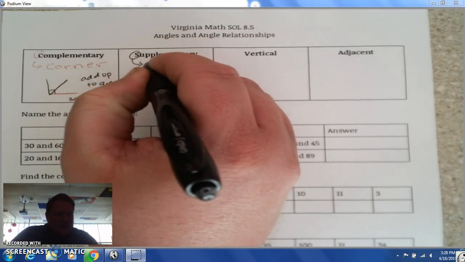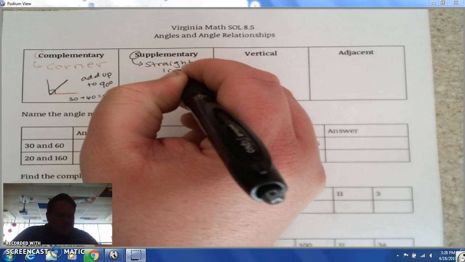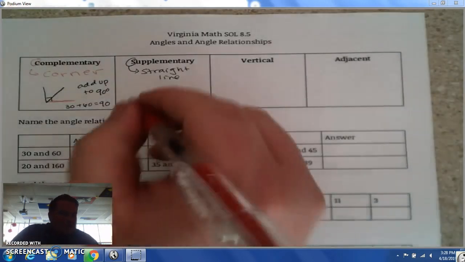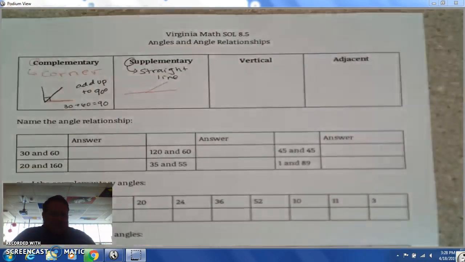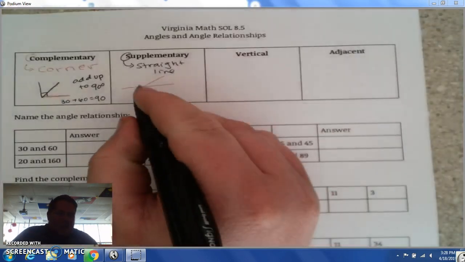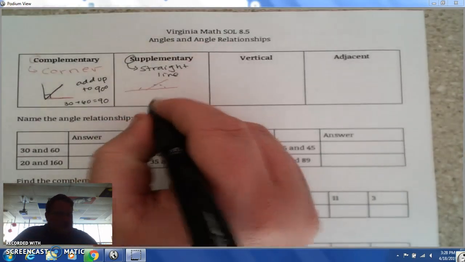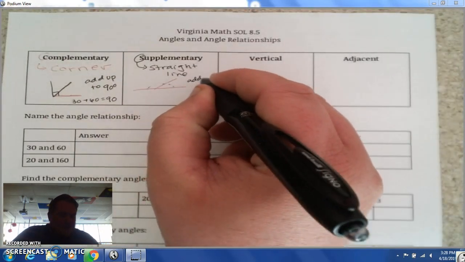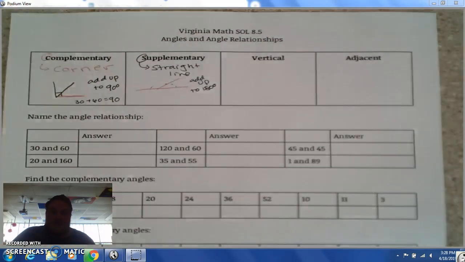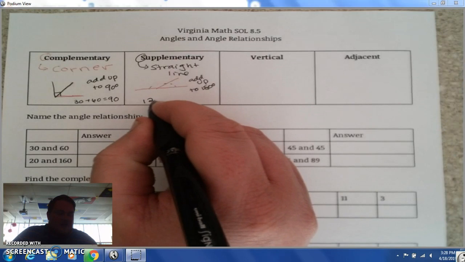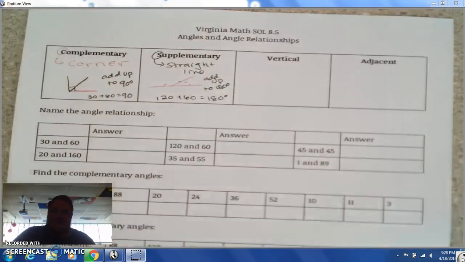Supplementary angles make a straight line at the bottom. Okay? So we call those in my math class the awkward Y angles, because they often make that awkward Y, and that means that adds up to 180 degrees. So these add up to 180 degrees. So you could have 120 plus 60 equals 180 degrees.